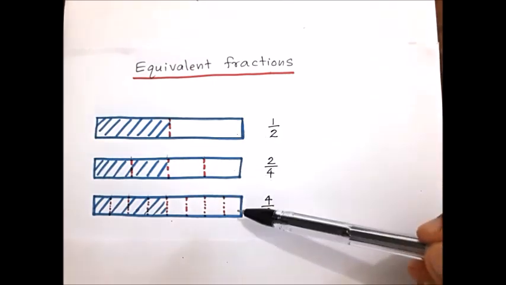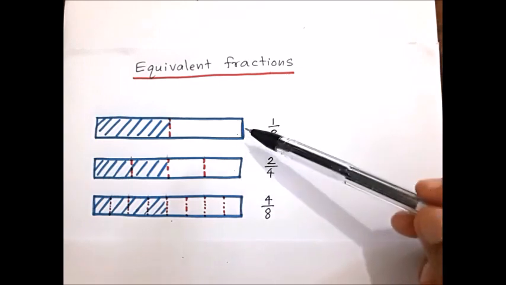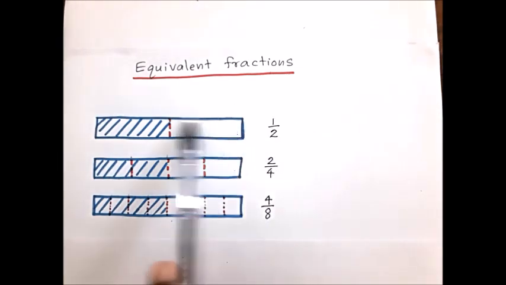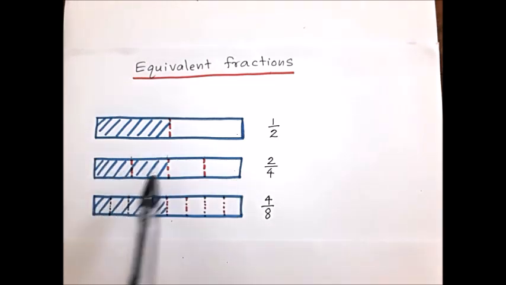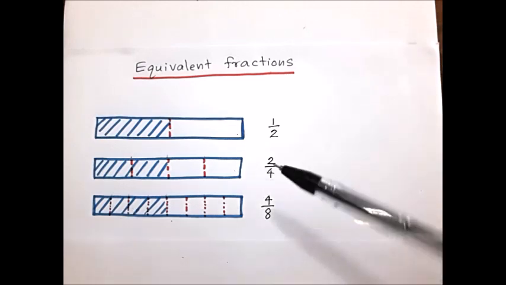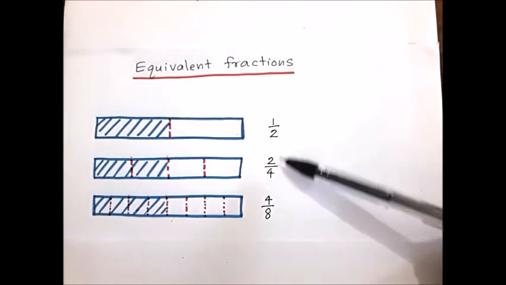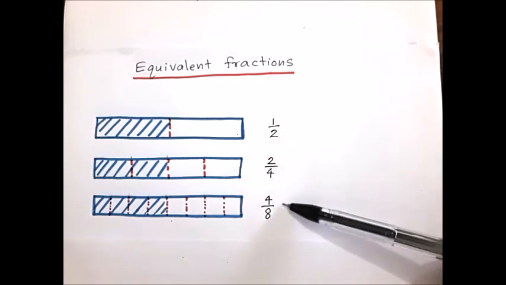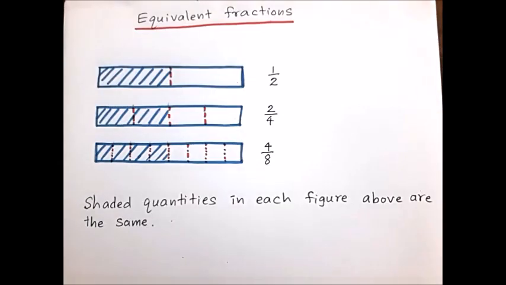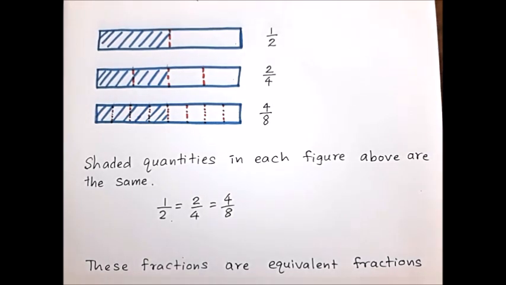But when you consider these 3 large rectangles, they are equal in size. Half of this rectangle is shaded. In this large rectangle, half is also shaded. Here in this large one, half is shaded. Shaded parts are the same size in all 3 diagrams. So what can you say about these 3 fractions? They are equal. We call these fractions equivalent fractions. The shaded quantities in each figure are the same. So we can write these 3 fractions are equal: half equals 2 over 4 equals 4 over 8. These fractions are equivalent fractions.